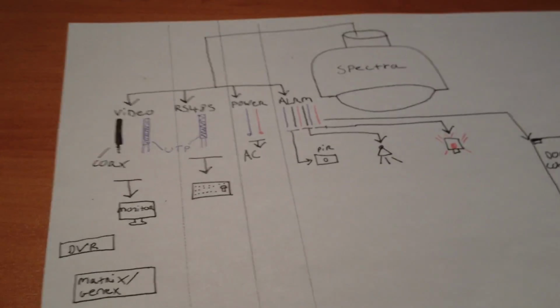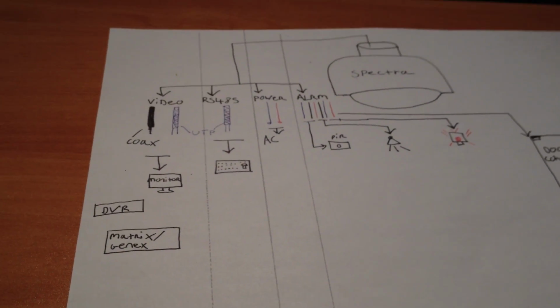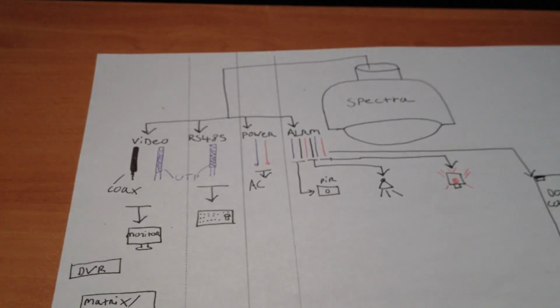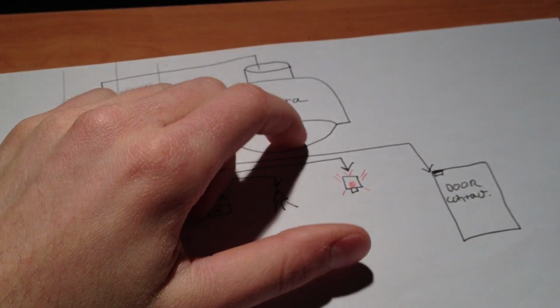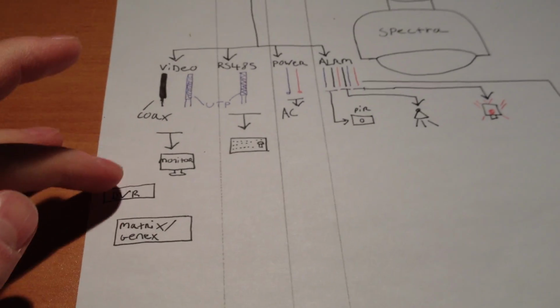Over to the diagram that I made. To connect your camera, I highly recommend Coaxitron, which is the control signals being transmitted through the video cable. Here's your Spectra. All the connections coming out, rather, are up here, and I've broken them down into categories.